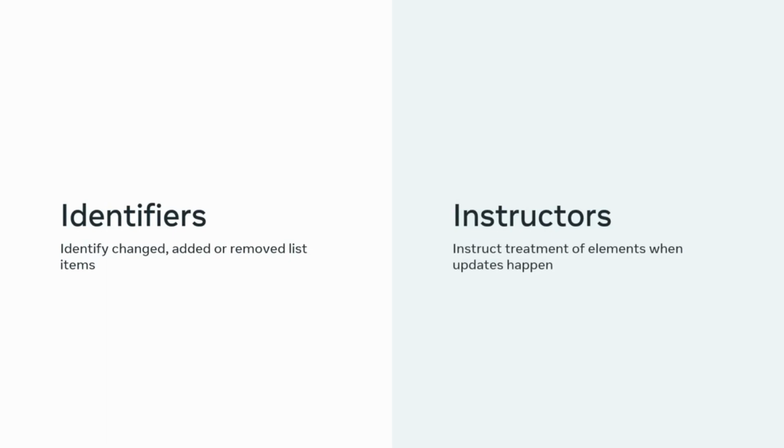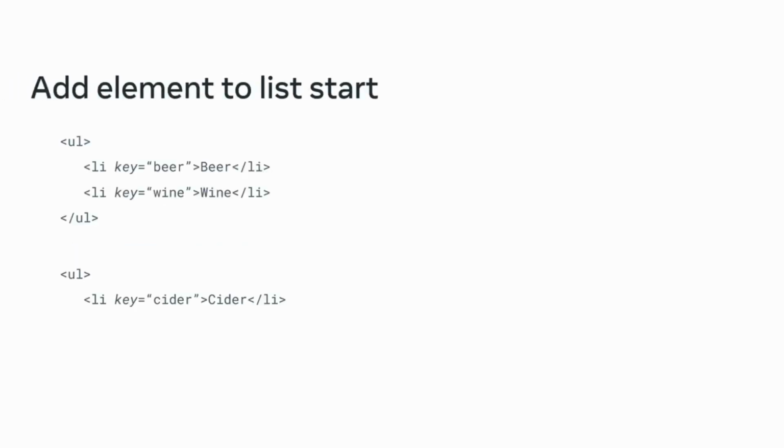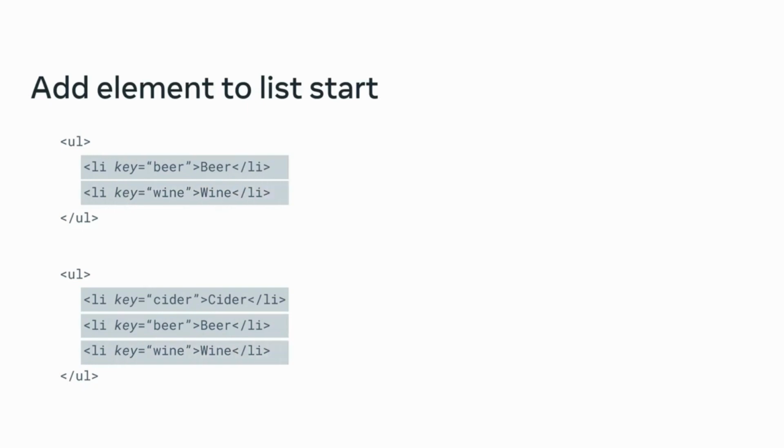To solve this issue, React supports a key attribute. So, what are keys? Keys are identifiers that help React determine which items have changed, are added, or are removed. They also instruct how to treat a specific element when an update occurs and whether its internal state should be preserved or not. To illustrate, adding a key to the last example can make the tree conversion efficient. That's because React now knows that the element with the key cider is the new one, and the elements with the keys beer and wine have just moved.